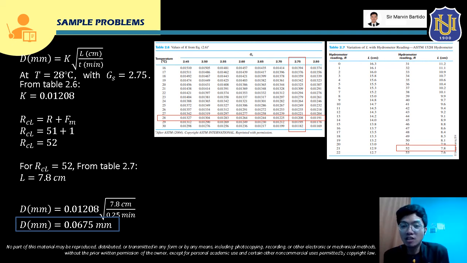Okay, so, yan yung gagamitin natin sa pagpa-plot ng graph natin for hydrometer analysis. Okay, so, ito yung D, tas yung percent finer yung na-solve natin dun sa previous slide natin.